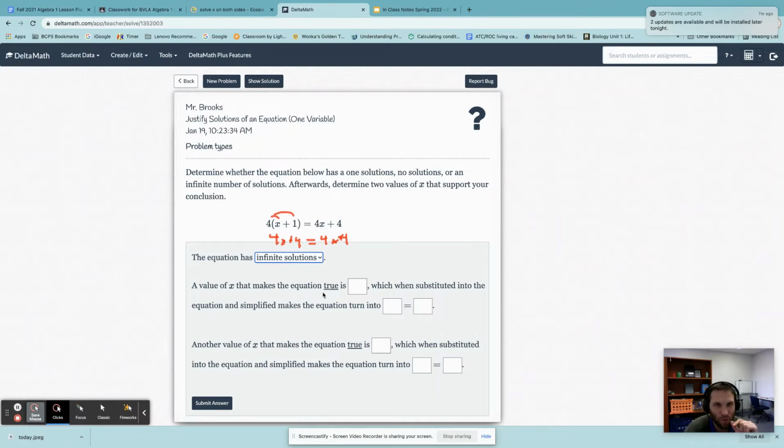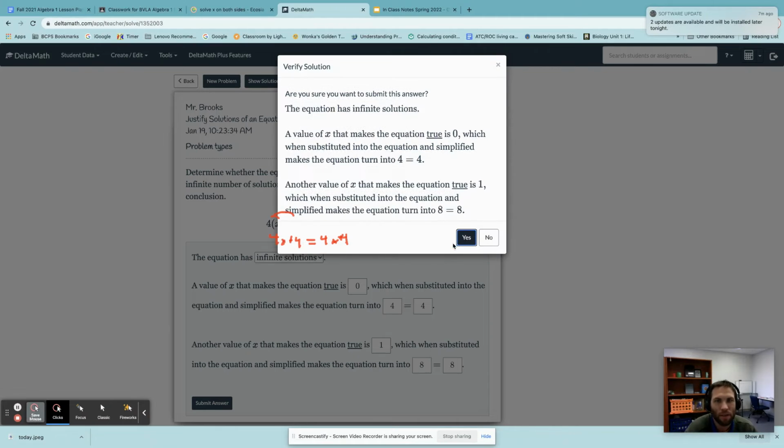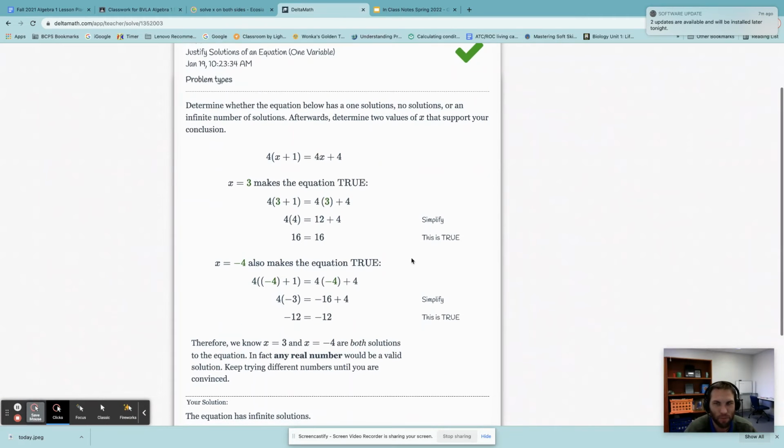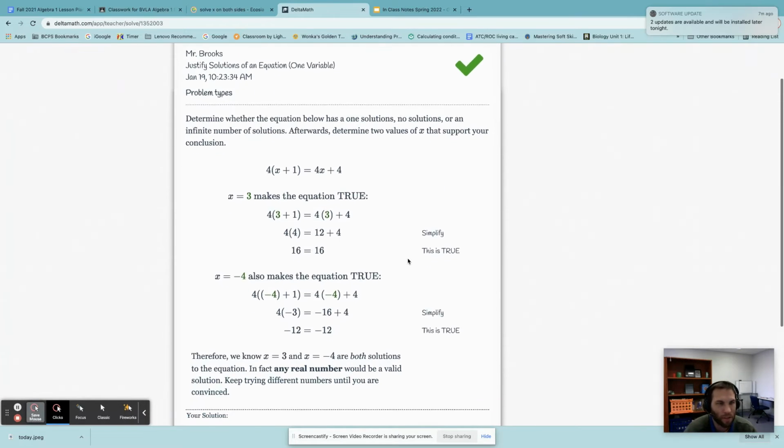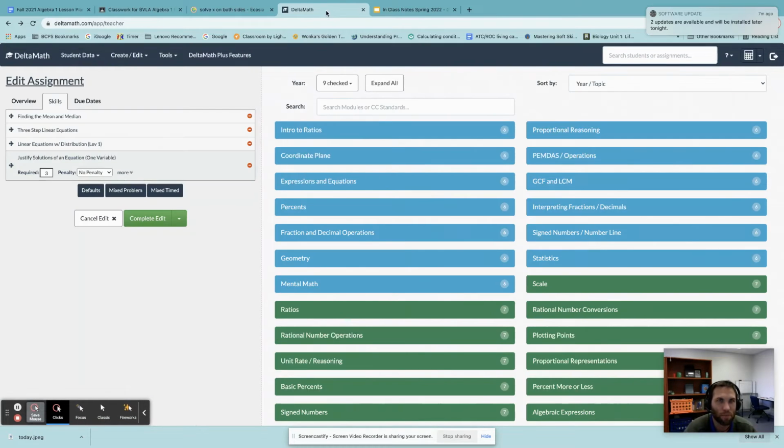So now it's to mark it true, and just pick something small like 0. And if you plug 0 in, 4 times 0 plus 4 is 4, and 4 times 0 plus 4 is 4. And then you can do 1, and 4 plus 4 is 8 equals 8. And there you go. All right, so that's how to do that.